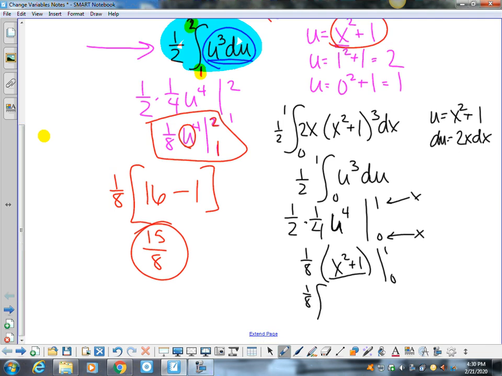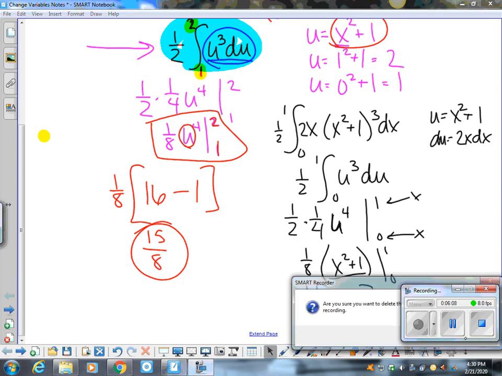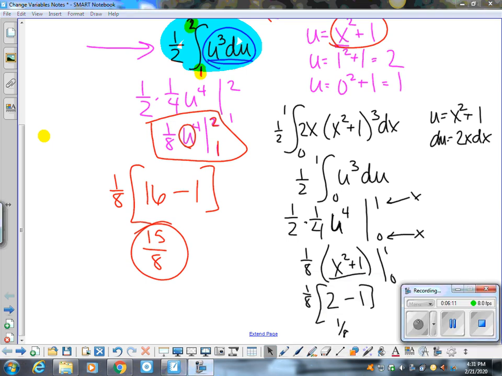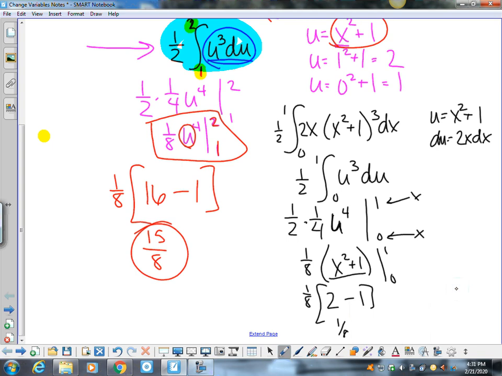So then I have 1/8. All right, 1 squared is 1, plus 1 is 2. And that would be a 1. And that doesn't work. Okay, I see why it doesn't work. I lost this 4. So when I plug my u, my x squared plus 1 in, it still has to be raised to the 4th power. I just lost my 4. I was wondering why it didn't work.